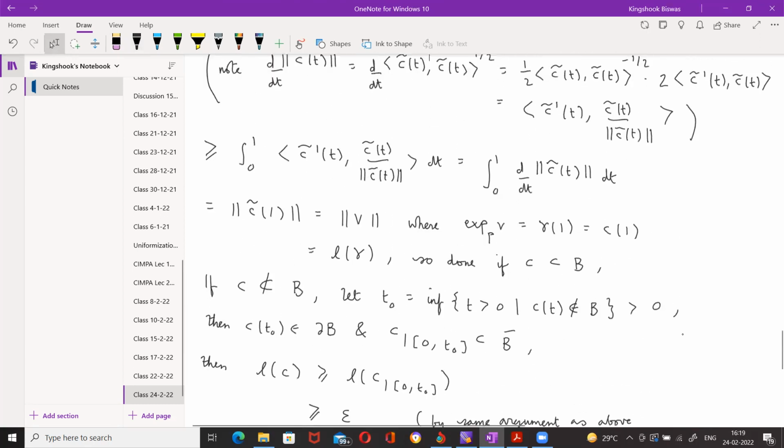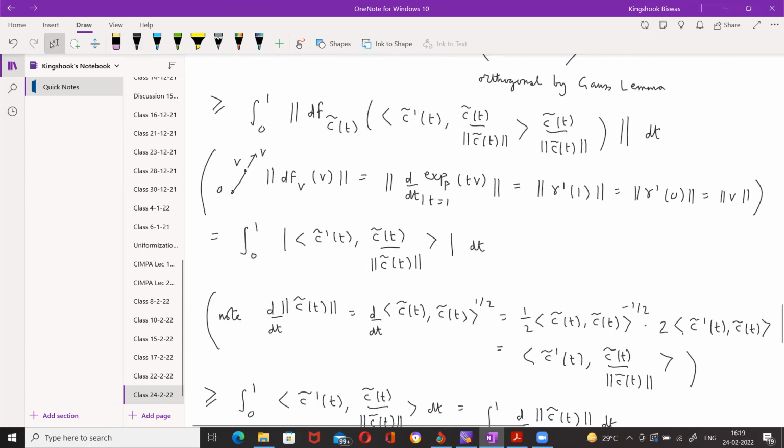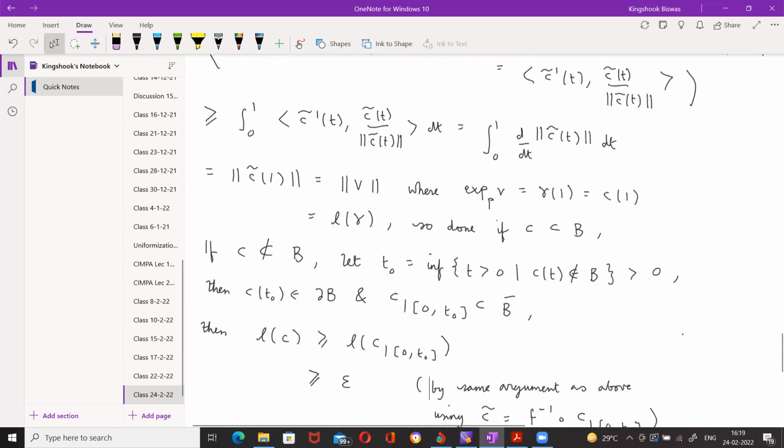At some point we use the fundamental theorem of calculus, right? At the last step, in this integral d/dt of the norm of C tilde t. There you use the fundamental theorem of calculus, and then you add up over the intervals, and you'll get what you want. Is it clear? Yes? Okay, this is fine.